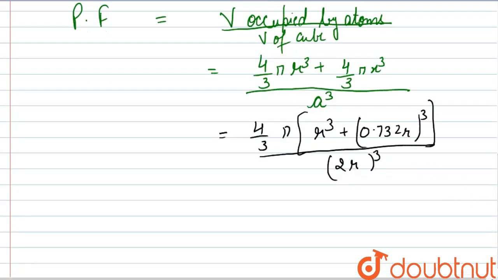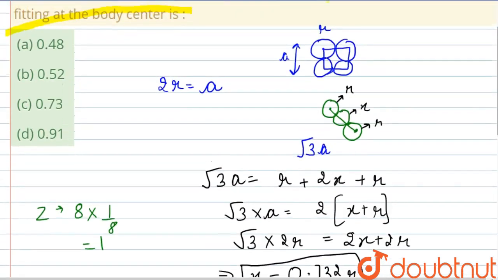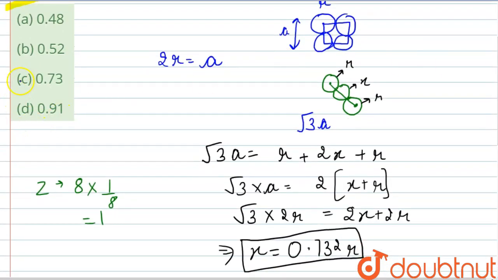From here, after solving, we get the packing fraction as 0.732. So this will be the packing fraction of this crystal system. So the answer will be option number C.